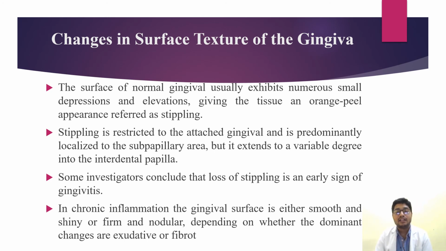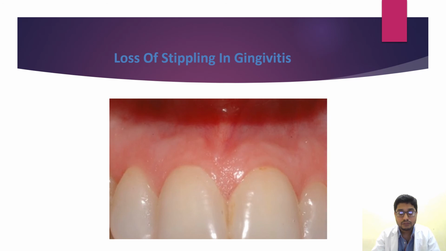So some investigators concluded that the loss of stippling is an early sign of gingivitis, and in chronic inflammation the gingival surface is either smooth and shiny or firm and nodular, depending on whether the dominant gingival changes are exudative or fibrotic. So see, this is a loss of stippling in gingiva. In this image, see the interdental area of the incisors, you can see some stipplings, but not everywhere. If it is a normal gingiva, you have to see that kind of depressions across the whole area.